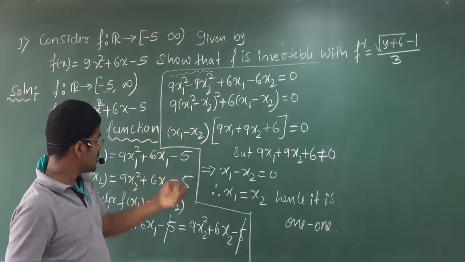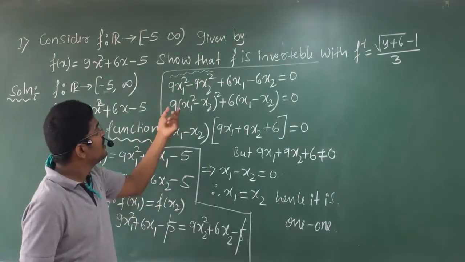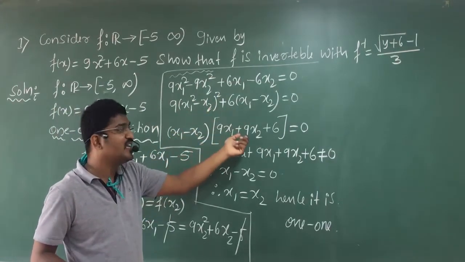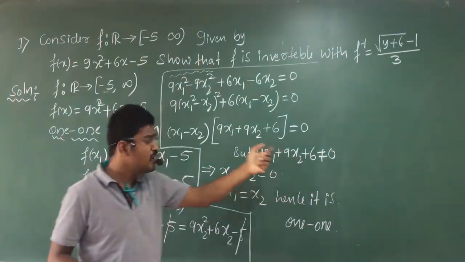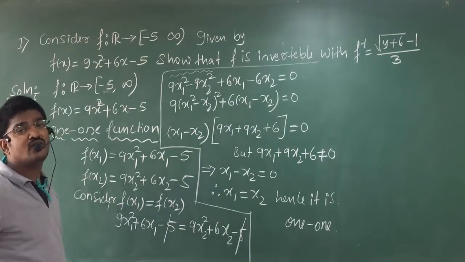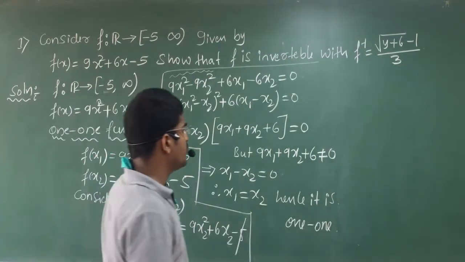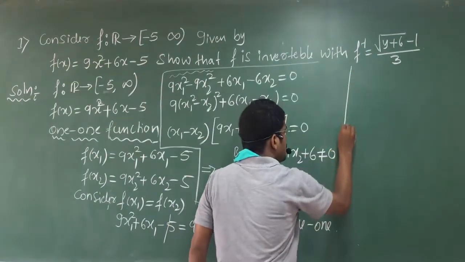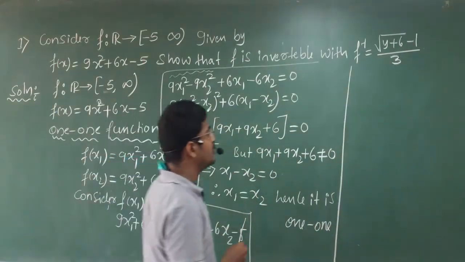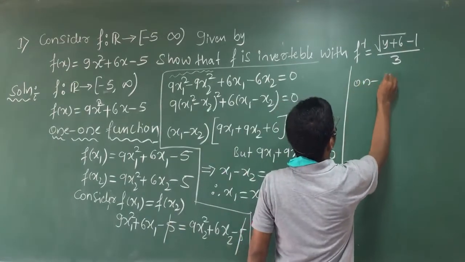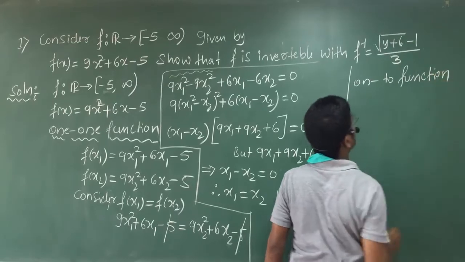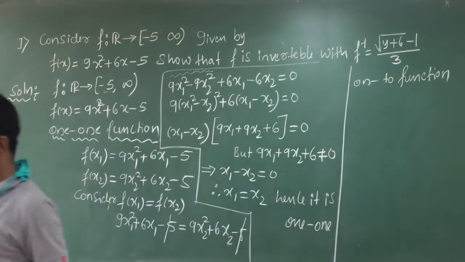Clear? Here take all the terms on LHS, take the common terms outside. x1 minus x2 is common, write the remaining thing, it is not equal to 0, therefore x1 is equal to x2, hence it is 1 1. Okay. So now let us go for onto function. Now 1 1 function is over, and now let us go for onto function.